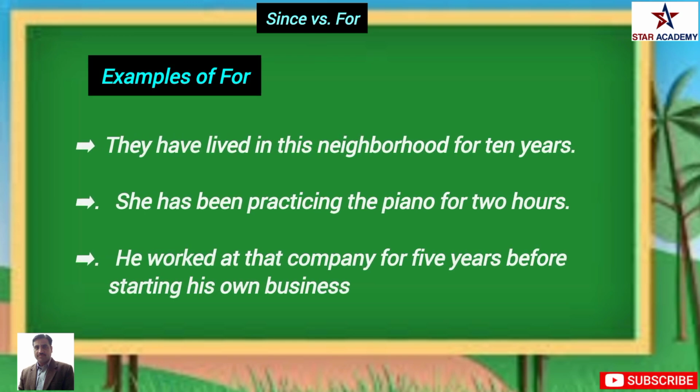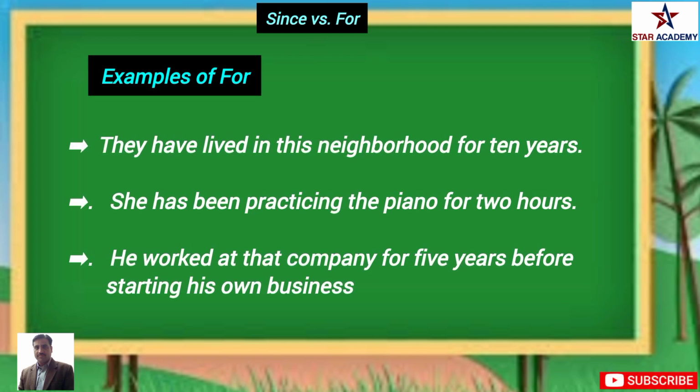Now, see the examples of for. They have lived in this neighborhood for 10 years. She has been practicing the piano for 2 hours. He worked at that company for 5 years before starting his own business.